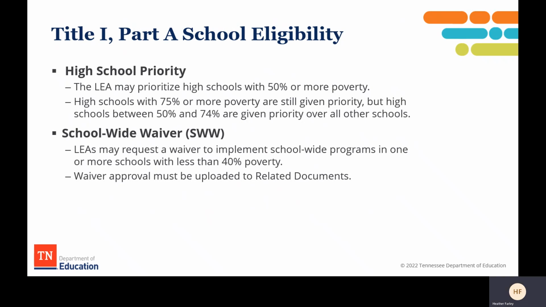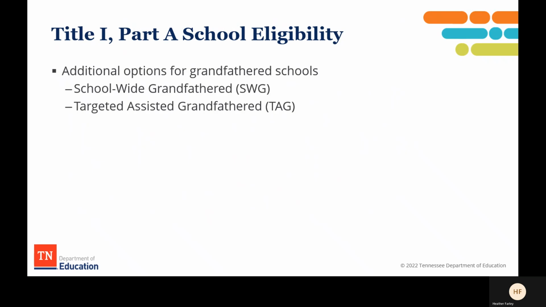Also, you have the school-wide waiver, which you can apply for, and you have until April the 15th. And the waiver approval will be uploaded to your related documents in the Title I section. And of course, you have the option, if a school drops below 40% for the first year, to either school-wide grandfather them in or target assisted grandfather them in.